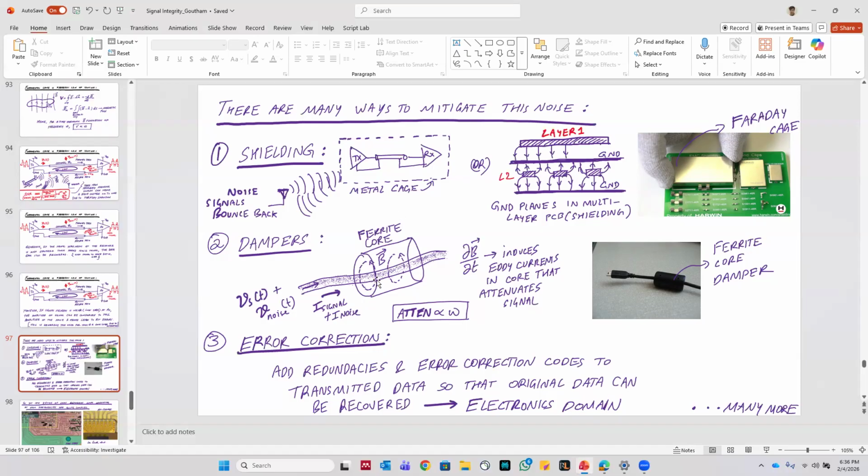So what this ends up doing is essentially attenuating the higher frequency noise signals, and only the lower frequency signals get to cross. So by designing the thickness of this ferrite core as well as the length of this ferrite core, you can control how much of the noise is removed and how much of the signal is being passed.